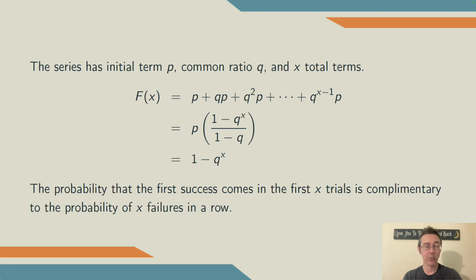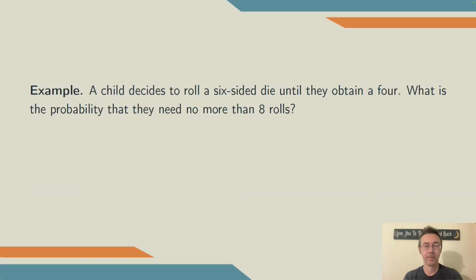If we apply that formula and then again simplify using the fact that 1 minus q is equal to p, we get big F of x equals 1 minus q^x, which is the formulation for the CDF that you see and use most frequently. This has a very natural interpretation. The probability that the first success comes in the first x trials is complementary to the probability of x failures in a row.